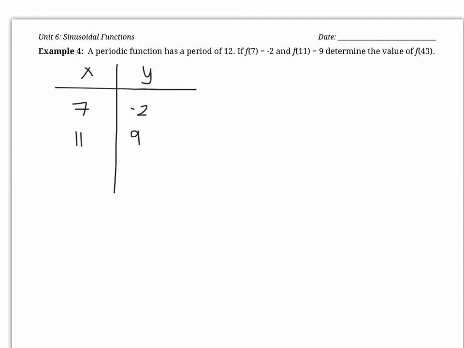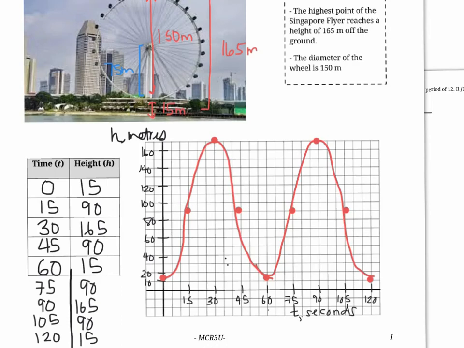The other clue that we're given is that it has a period of 12. That means that every 12 units, the y values are going to repeat. So to understand what this is going to look like, let's go back to our Ferris wheel. We know that the period of this Ferris wheel is 60. So one cycle is a length of 60. That means that every 60 units, the y values are going to repeat. So here it is once, here it is twice.